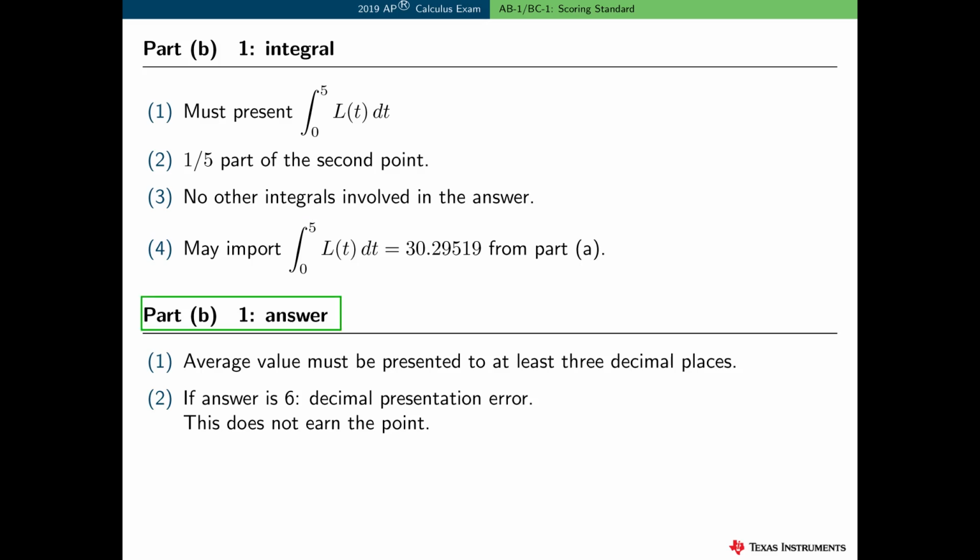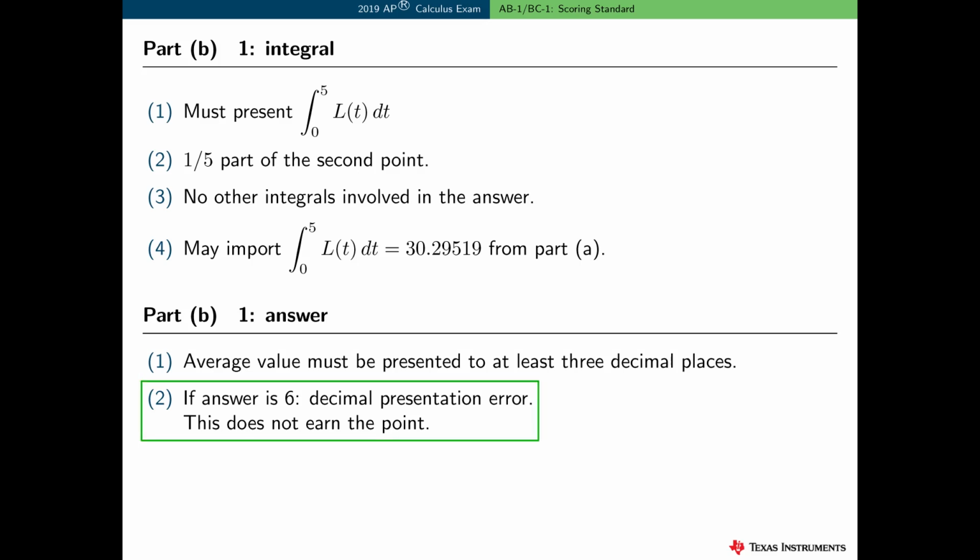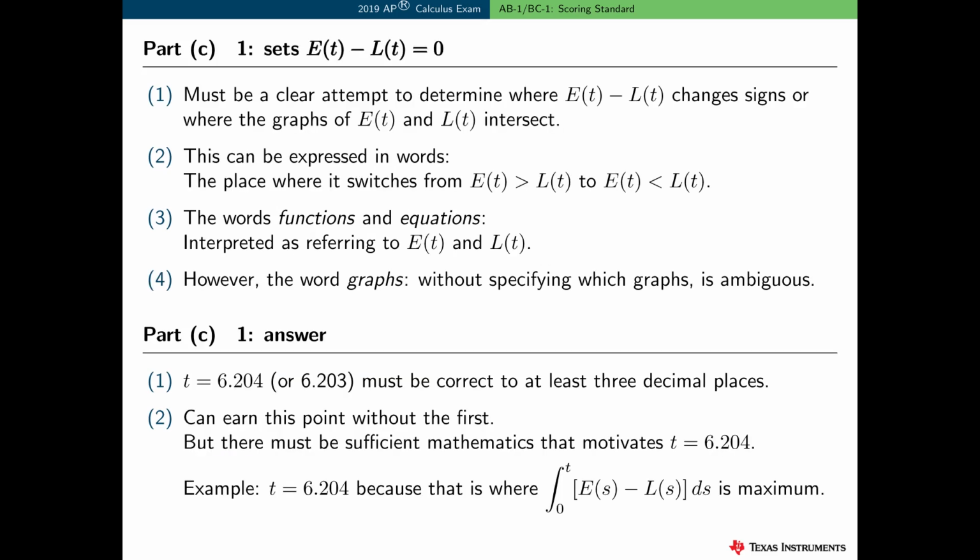The second point in Part B was for the answer, and the average value must be presented here to at least 3 decimal places. If the student incorrectly presents just 6 here, this is considered a decimal presentation error, and they don't earn the point. Part C was worth 3 points.